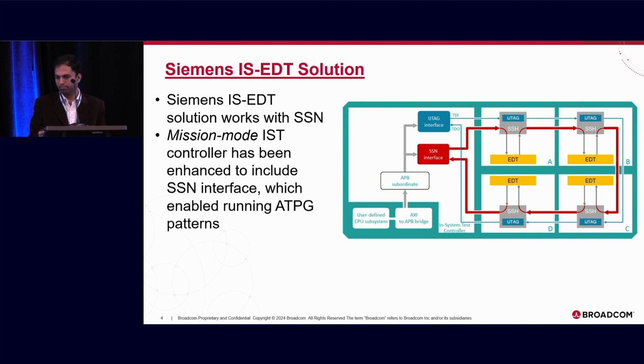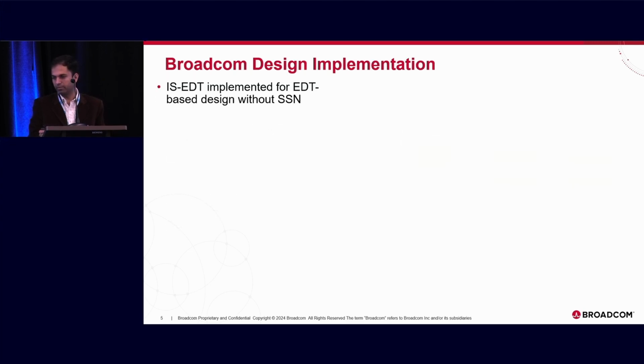But we did not have full SSN design. We did not have SSN in every block of the chip, particularly the chip for which we were trying to use this. So that's why we had to come up with our own solution, implementing this IS-EDT specifically for the chip. It can be used even for full SSN, and that's what Siemens recommends. But for the chip where we do not have the full SSN, with SSN sitting in every block, we still wanted to use it.